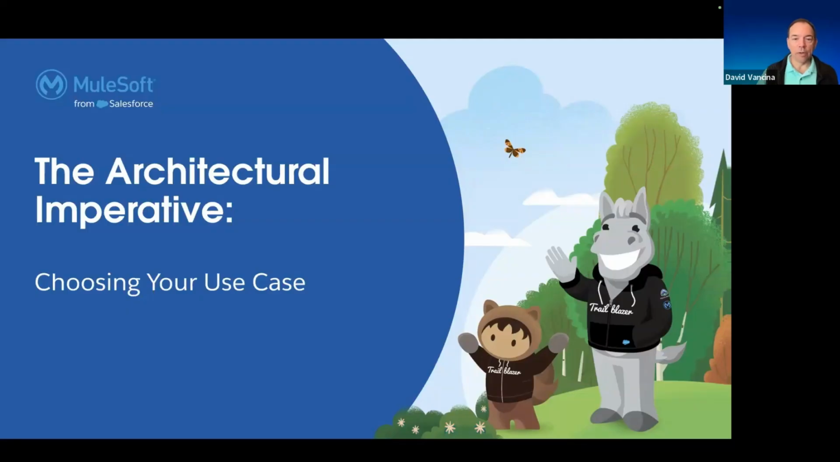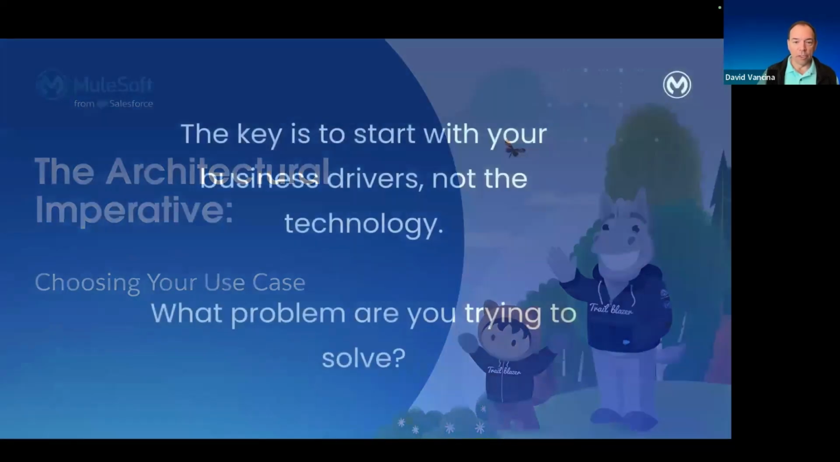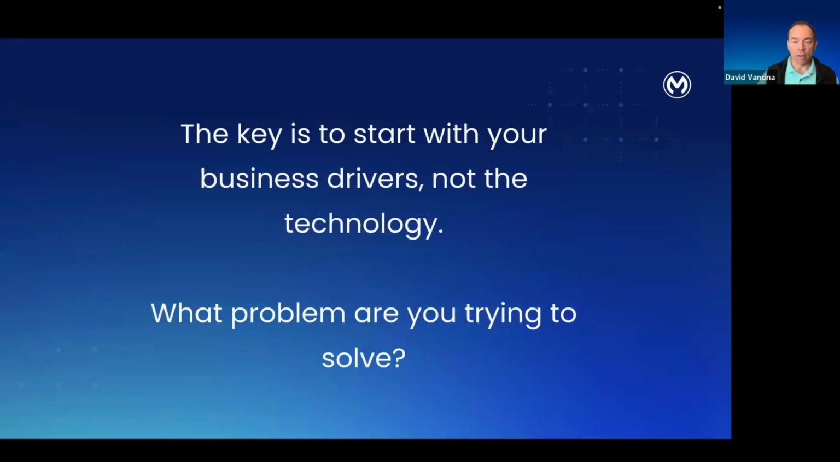Thanks, Michael, and welcome everybody. As Michael said, when we look at all of the things that agentic technology can do, we have the paradox of choice, as I say. There's so many things. Often the challenge is figuring out where to begin. The key, as with any technology project, is to start with the business drivers and not with the technology, focusing on what is the problem that you're trying to solve.